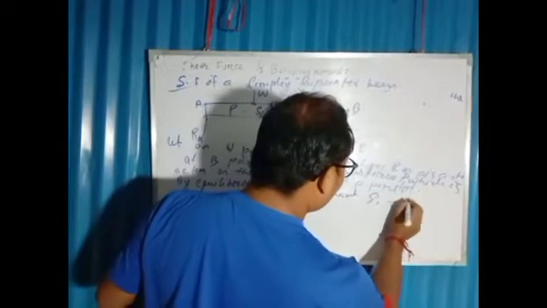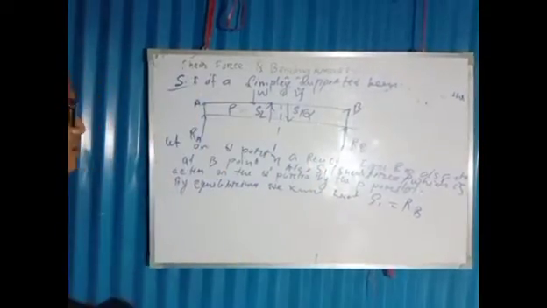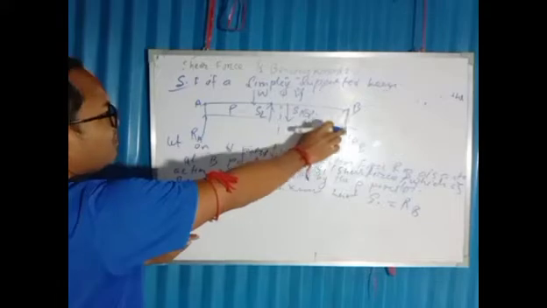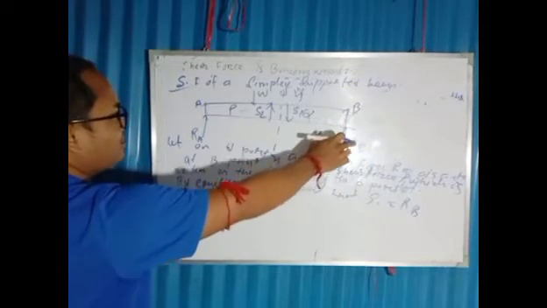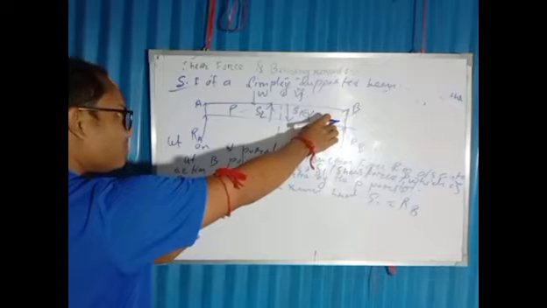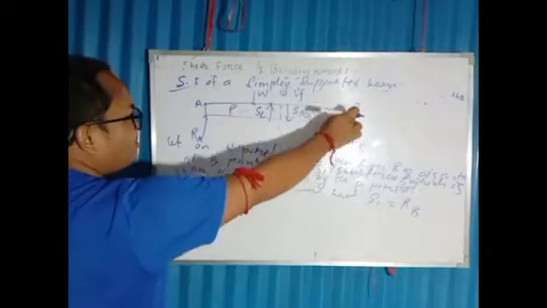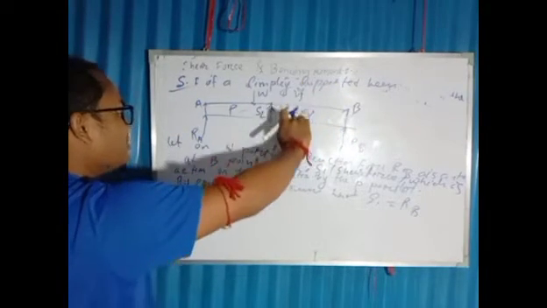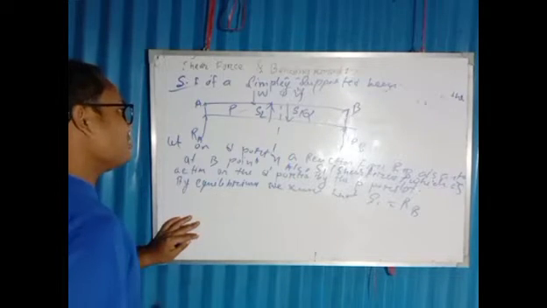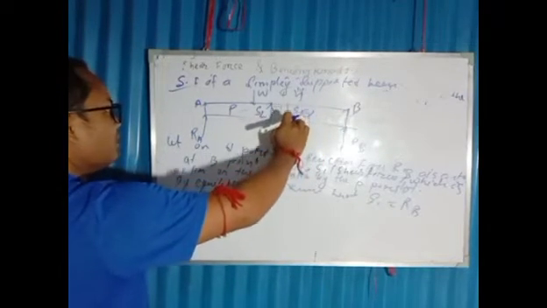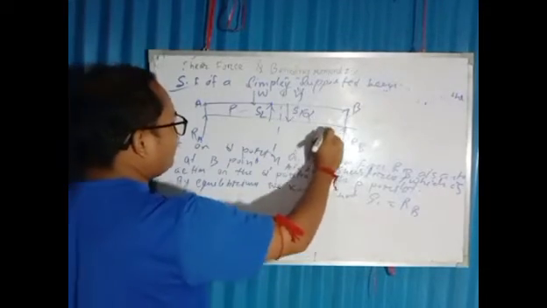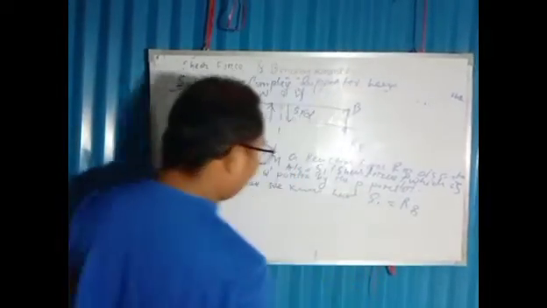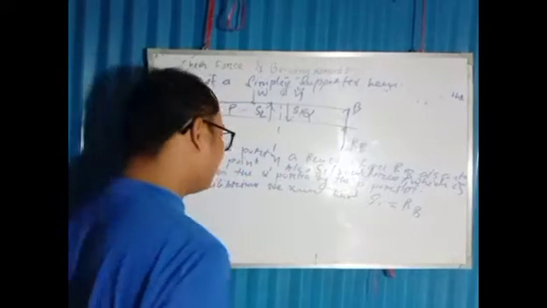by the equilibrium condition we know that S1 equals the reaction RB. Because there is no force other than S1 and RB, both forces are acting on this portion Q. If RB is acting in the anti-clockwise direction, then S1 is acting in the clockwise direction; this anti-clockwise and clockwise pair will create a moment. So S1 equals RB.